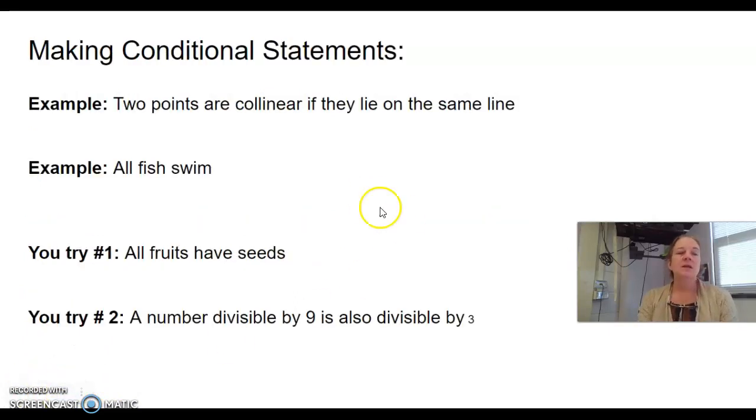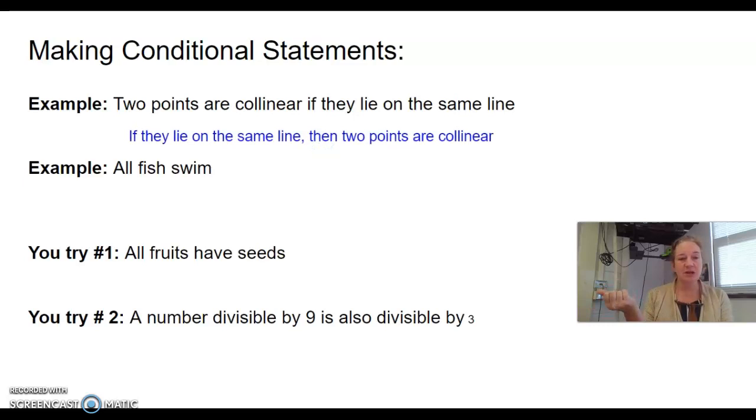Okay. Now we're going to look at making conditional statements. So what if I didn't put it in if-then form already? "2 points are collinear if they lie on the same line." Collinear actually means same line. So if is the second thing in my sentence. Doesn't matter. That's still my hypothesis. If they lie on the same line, then 2 points are collinear. That is my example.